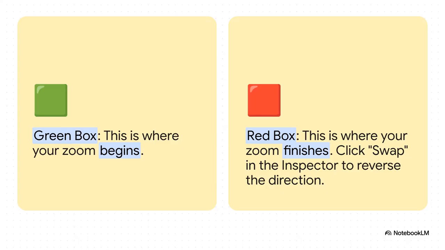So when you turn this on, you'll see these two colored boxes pop up right on your screen. It's really visual. The green box is where you start, and the red box is where you end. Green means go, red means stop. You just drag them around to set your start and end frames. And get this, if you want to zoom in instead of out, you just hit the swap button.